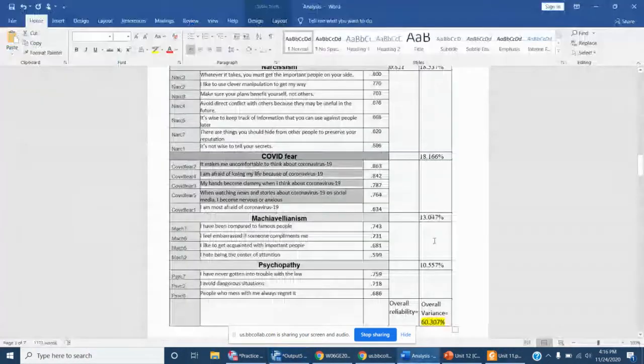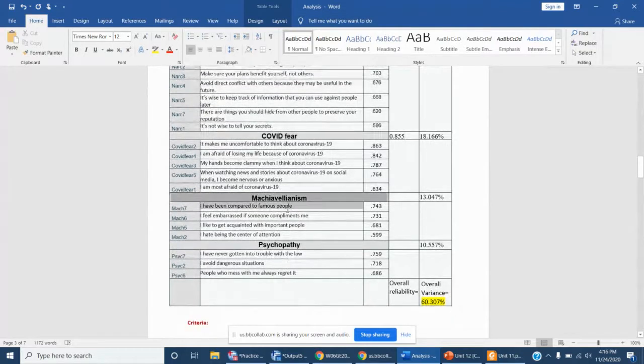The answer is 0.855, which is a very good answer because it is greater than 0.6. It shows that our questions measuring COVID fear are internally consistent, which is a very nice result for us. Similarly, we will check the reliability of Machiavellianism. The question number 5, 6, 7, and 2.